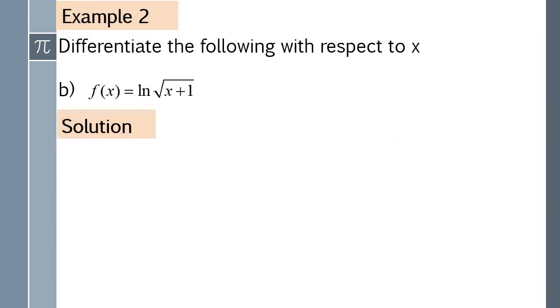Example 2b, f(x) equals ln of the square root of x plus 1. For this example, we use the law of log.